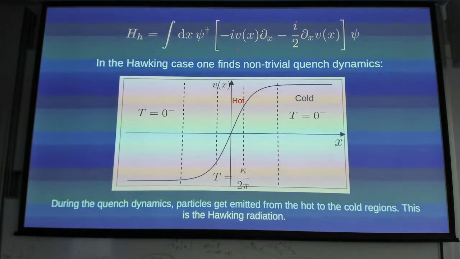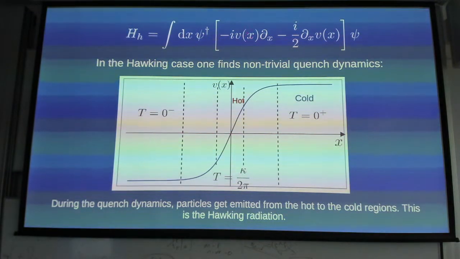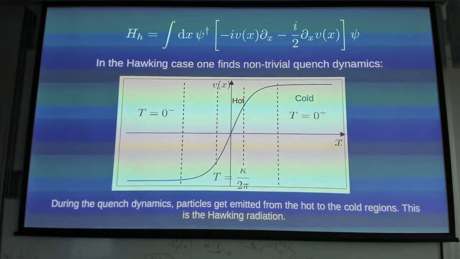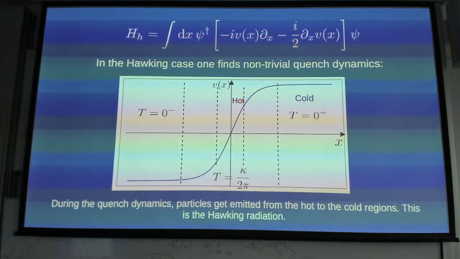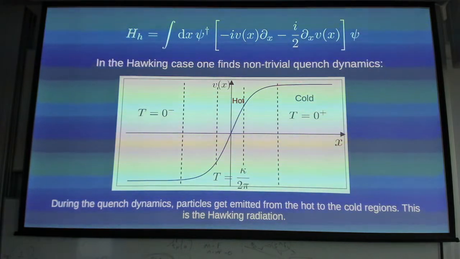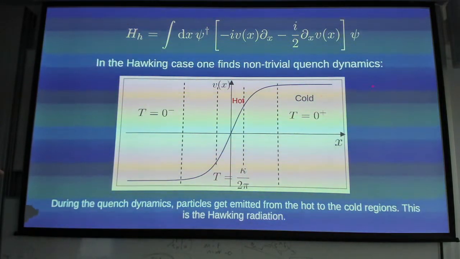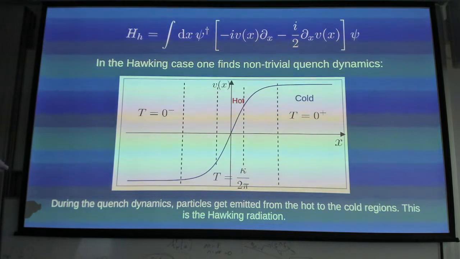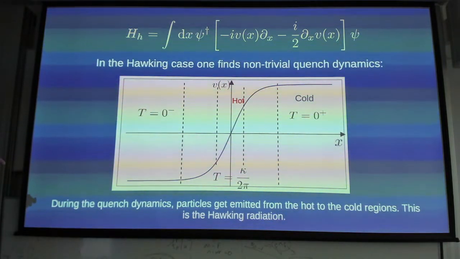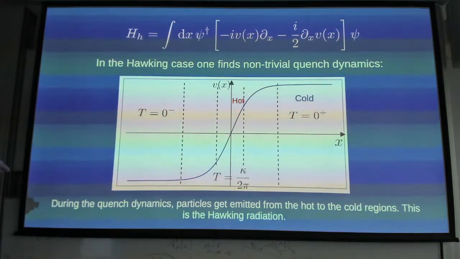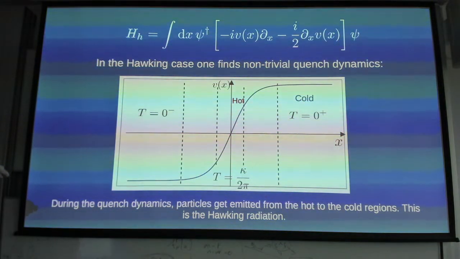Now if I plug in the Hawking velocity profile, this hyperbolic tangent, then I will have non-trivial dynamics if I time evolve my vacuum with this Hamiltonian. And the physical picture is as follows. So far away, at plus infinity, I imagine the Minkowski Hamiltonian. So here I'm at zero temperature, I'm in the ground state. Then here, very close to the horizon, you can approximate your Hawking Hamiltonian with the Unruh Hamiltonian.